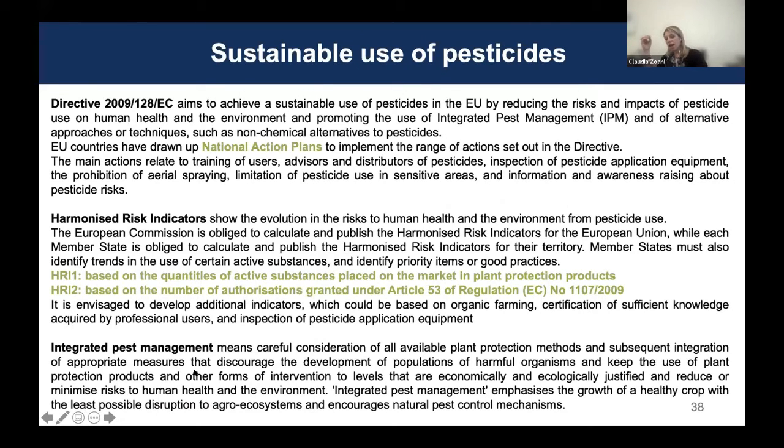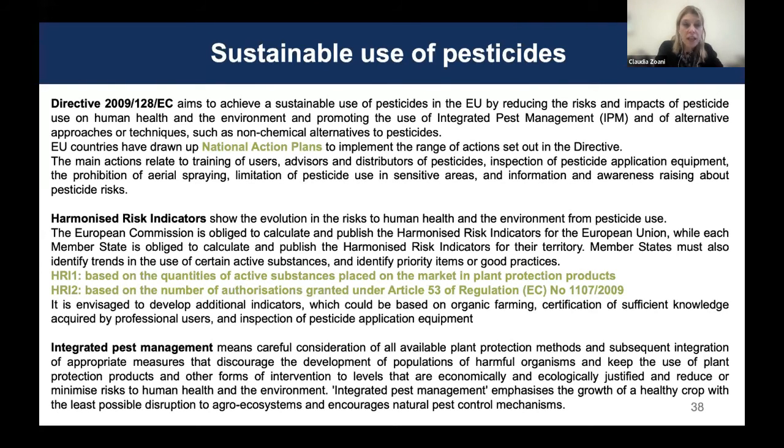Another very important aspect that is regulated by the European legislation framework is the sustainable use of pesticides. There is the Directive 128 of 2009 that is focused to achieve a sustainable use of pesticides in the European Union by reducing the risk and impacts of pesticides on human health and environment, promoting the use of integrated pest management and of alternative approaches or techniques, such as, for example, non-chemical alternatives to pesticides.